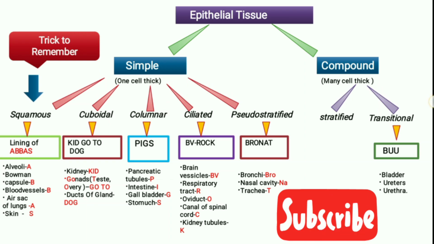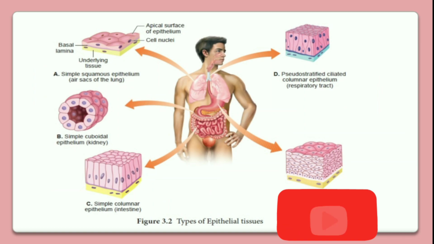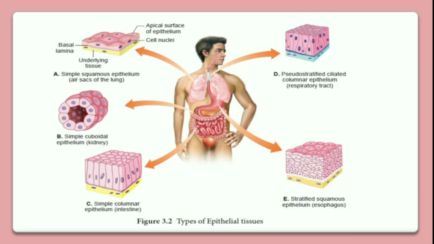Now let's see the types of epithelial tissue in our body. So the first one is simple squamous epithelial. The location of this tissue is air sac of the lung. You can see this type of tissue in the air sac of lung. Cuboidal epithelium, it's found in kidney. So this is the location for simple epithelial. Now let's see the third one, that is simple columnar epithelium, which you can see in intestine. So the location of this is in intestine.